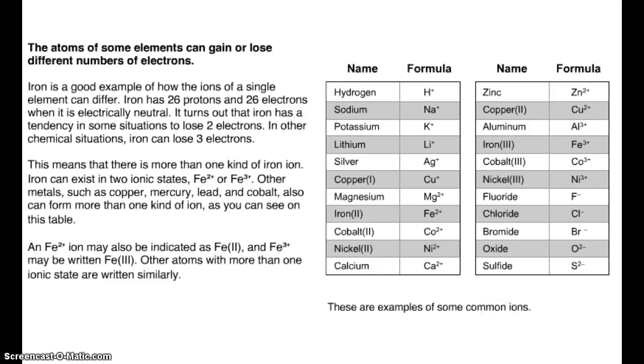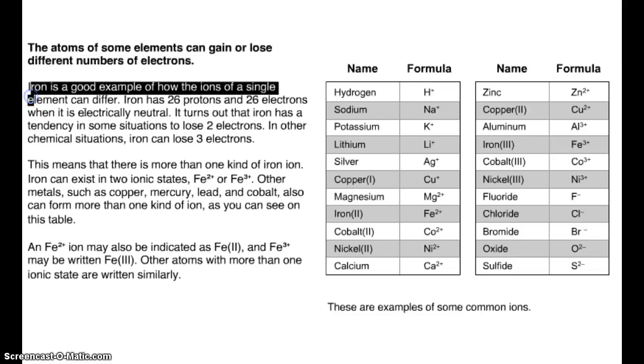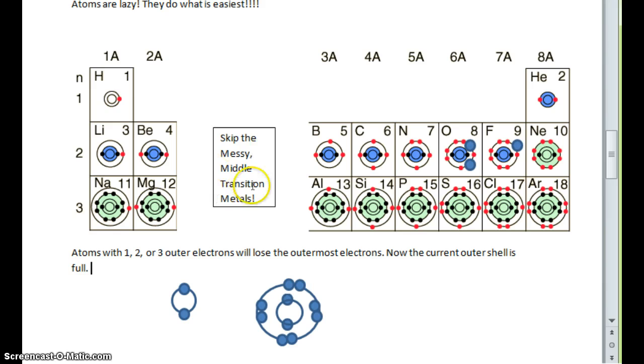The atoms of some elements can gain or lose different numbers of electrons. So we've been really doing examples of that already. Iron is a good example of how ions of a single element can differ. Okay, so this sentence was like, some atoms can gain 3, some gain 2, no big deal. But now we're going to hit that messy middle, the transition metals, the ones that I was skipping before right here, where I said it gets kind of messy.